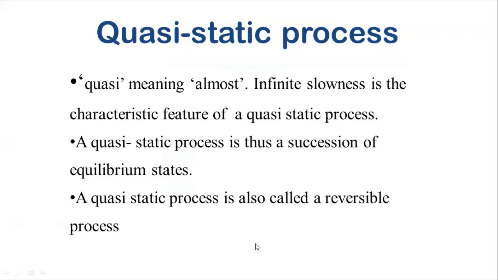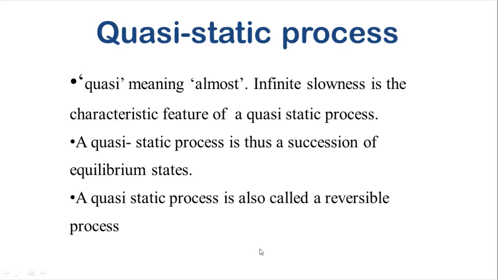Quasi is a Greek word which means almost. Infinitely slow is the characteristic feature of a quasi-static process. That means a process which is very slow is a quasi-static process. A quasi-static process is a succession of equilibrium states, that means a process in which each and every state is an equilibrium condition. We call it a quasi-static process. A quasi-static process is also called a reversible process.